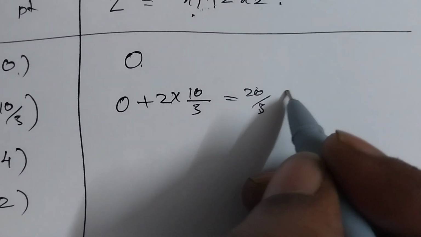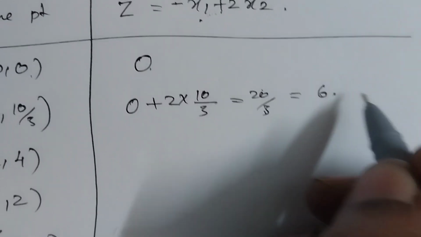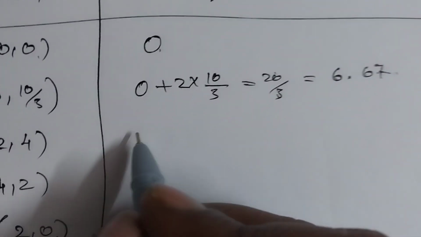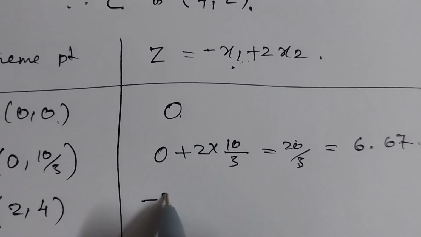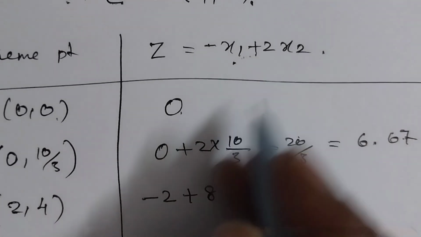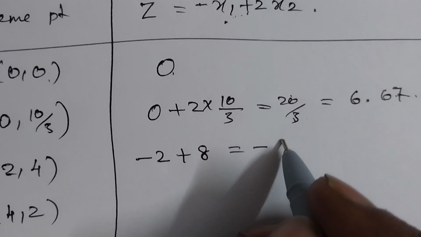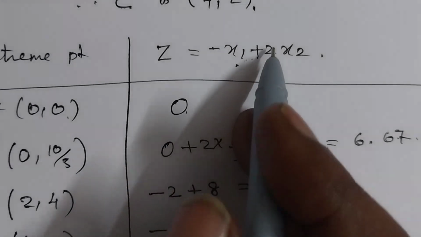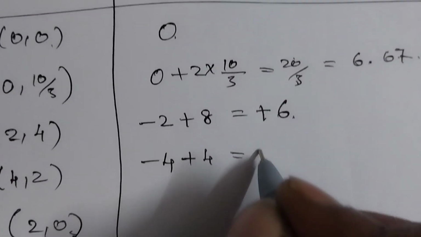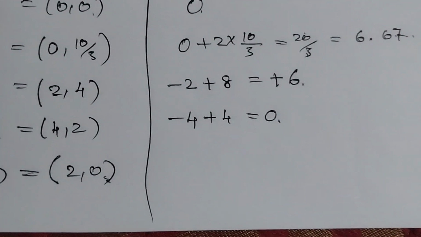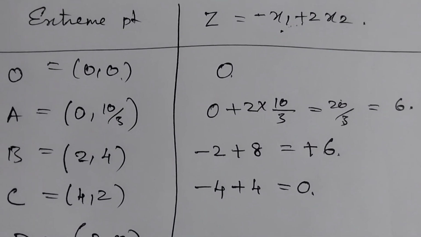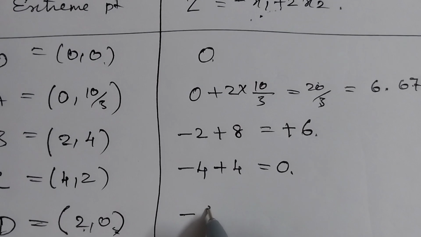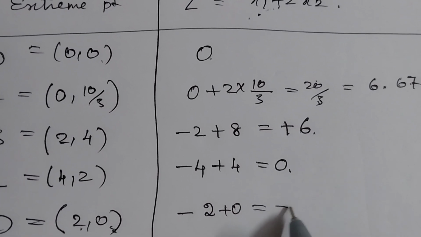So 20 by 3 is approximately 6.67. For B it is minus 2 plus 8, 4 twos are 8, so this is nothing but plus 6. For C it is minus 4 plus 2 into 2, which is 4, so minus 4 plus 4 becomes 0. For D it is minus 2 plus 0, which is minus 2.